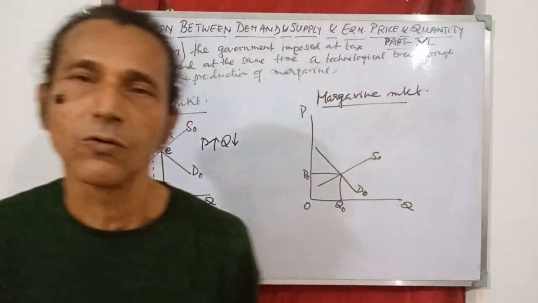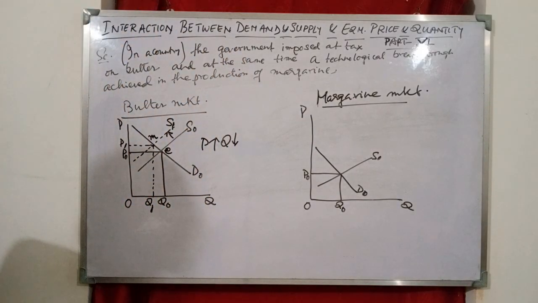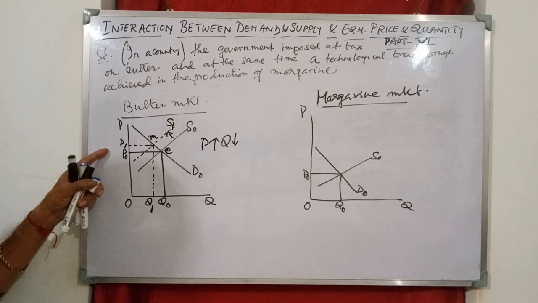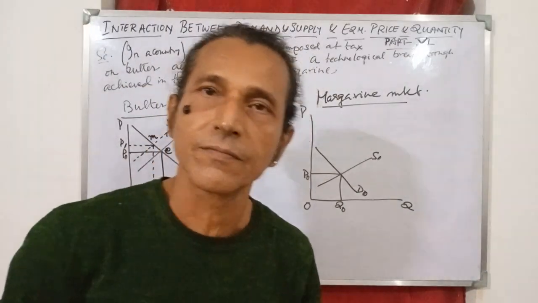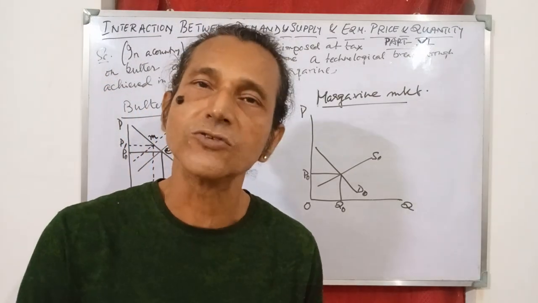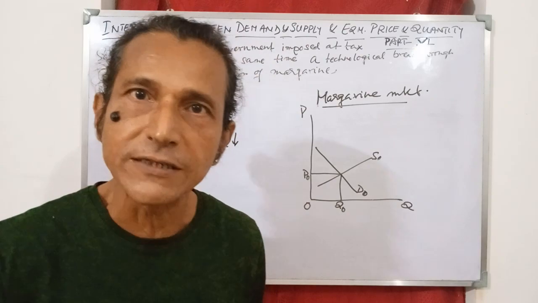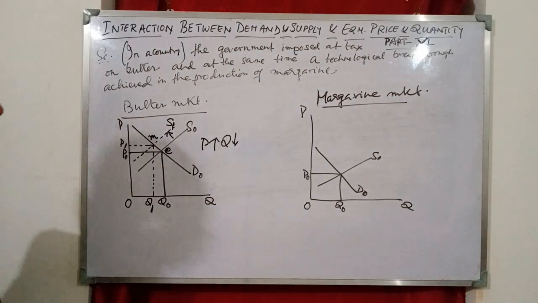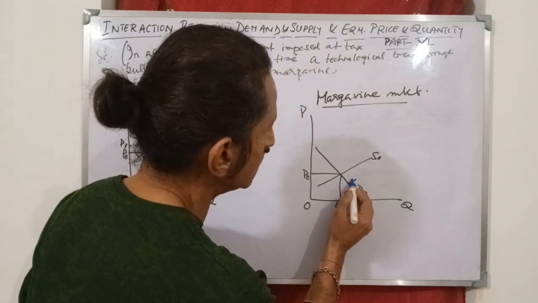Now let us see what happens in the margarine market. Firstly, margarine is a substitute of butter. Now price of butter has increased, so demand for margarine will increase. As we have learned in theory of demand, when price of a commodity increases, the demand for its substitute commodity also increases, and if price of a commodity falls, then demand for its substitute commodity will also fall. So as a result of increase in price of butter, demand for margarine will increase. So the demand curve D sub 0 will shift parallelly rightward.